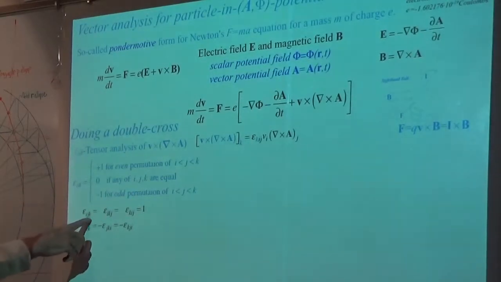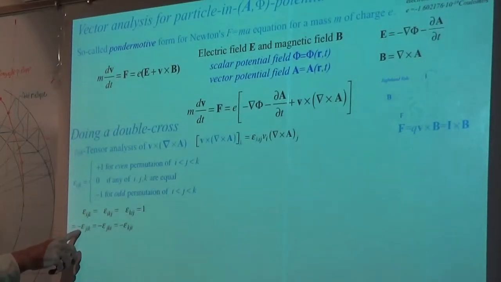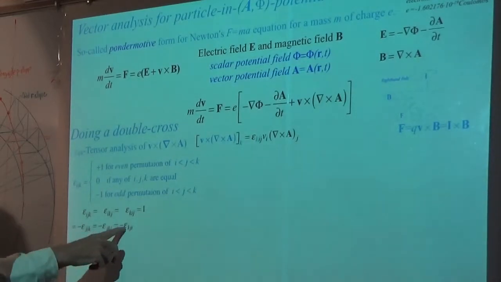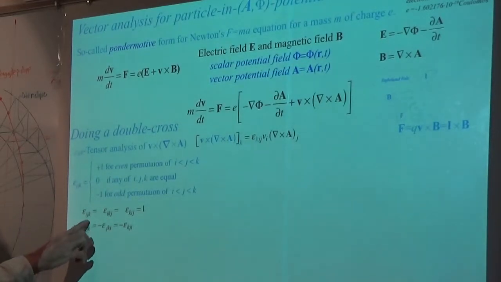So we could write all of these things here equal to 1 if we picked an i, j, and k. And then we could write them as minus that if I do a permutation of just a pair here, like I turn the i and the j around. Well, that's going to make a minus sign.